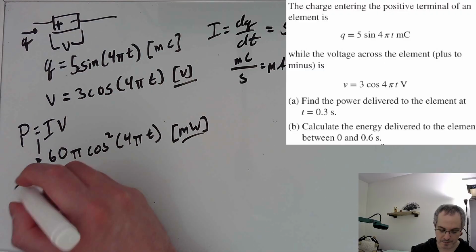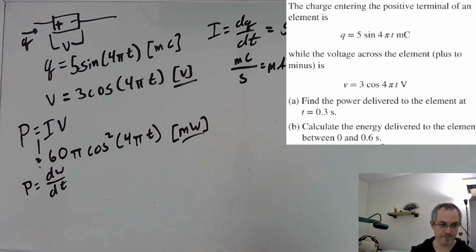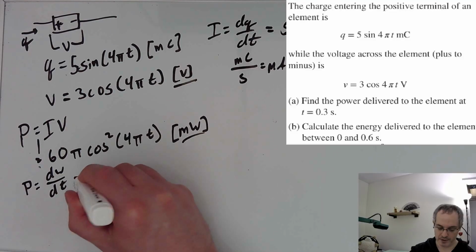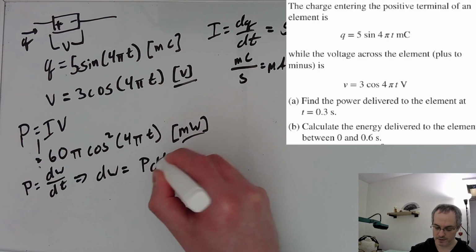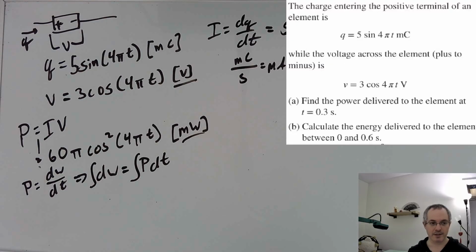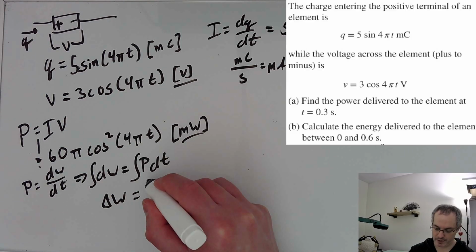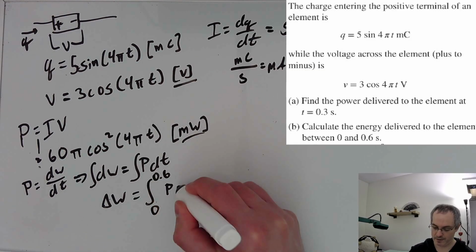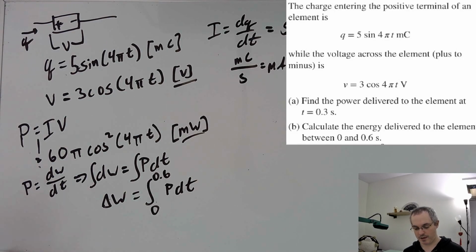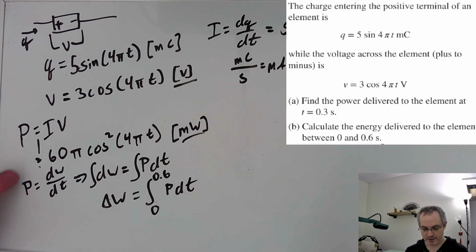And remember that power is also the change in energy divided by the change in time. So if we want the energy, we want dW equals P dt. Integrate both sides. The left-hand side becomes the total change in energy. The right-hand side can become the integral from 0 to 0.6 of P dt. So this will be the total change in energy that takes place between 0 and 0.6 seconds. So we need to do the integral of this guy.